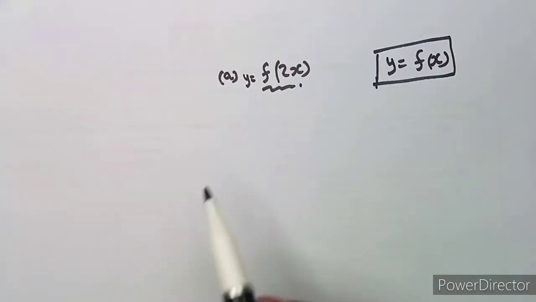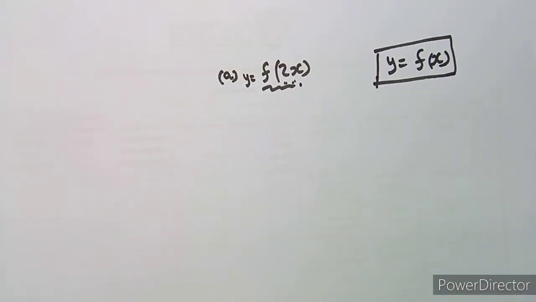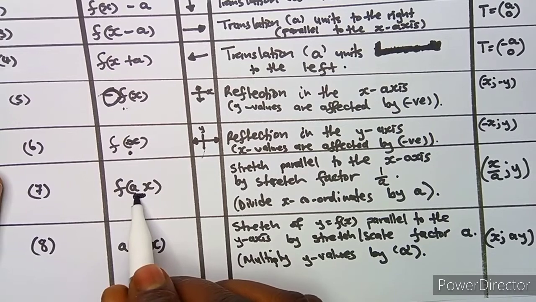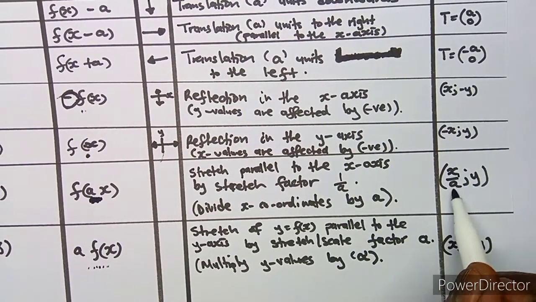So we said when it is a transformation f of 2x like this, which one is it going to match now? All you need is to know your transformation, guys. As you can see, this is the one that you're talking about here, f of ax, where I told you that here you divide the x values by what?